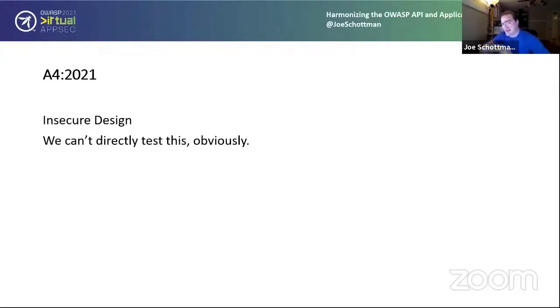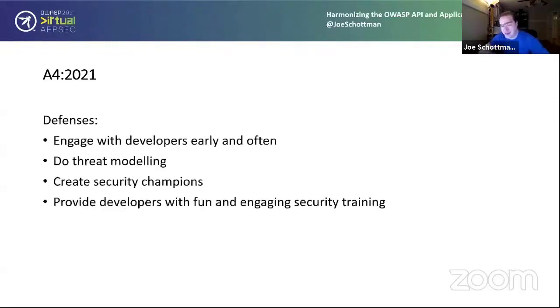There's no formal way of testing this, obviously, but here's what we can do. We can engage with developers early and often. This works best if you're working on a security team for a company rather than something like a contracting company, obviously. You can do threat modeling with the developers to make sure that they understand what the risks are from the beginning. You can create security champions, which means that you give training to the people who do the development to get them really interested and engaged with security. And very often they will advocate for good security from the beginning.